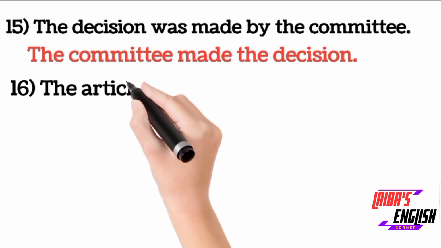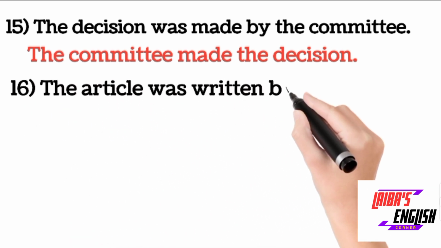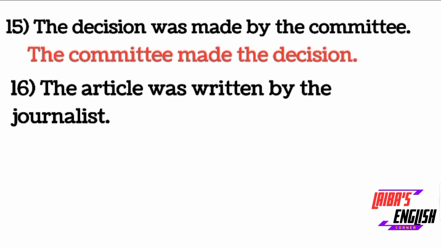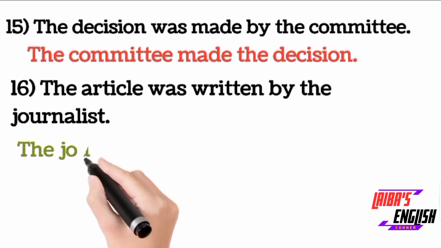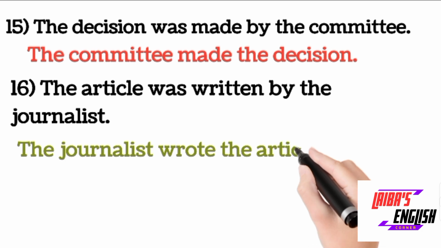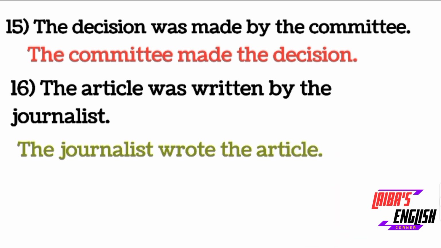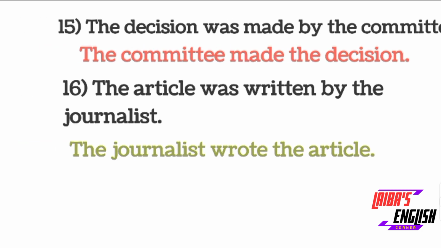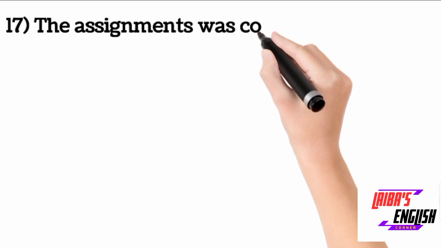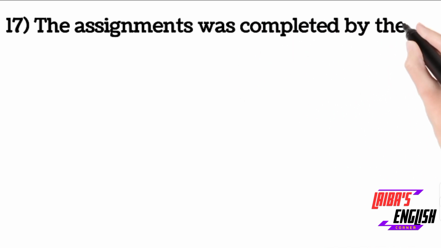16th example is, the article was written by the journalist. Remove was, remove by. The journalist will come in the place of subject. So the sentence will be, the journalist wrote the article. Right, second form is wrote. So remember, in this change you have to use the second form because we are changing into the past. So you have to keep in mind which type of form you are going to use.